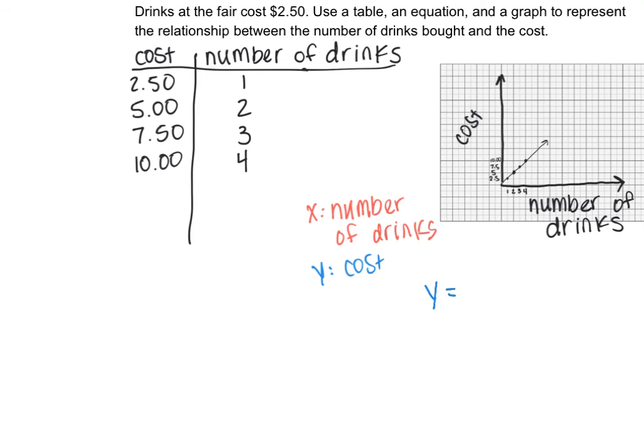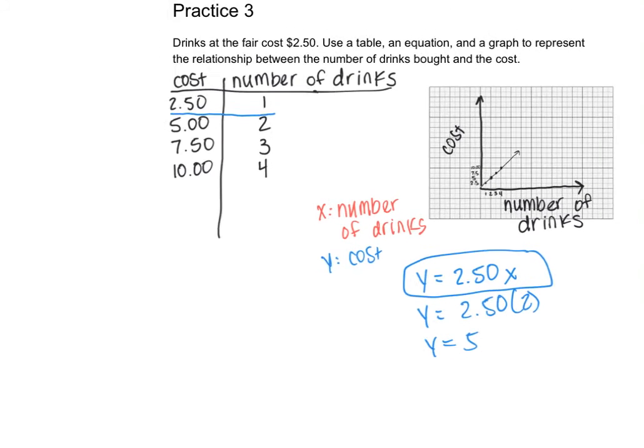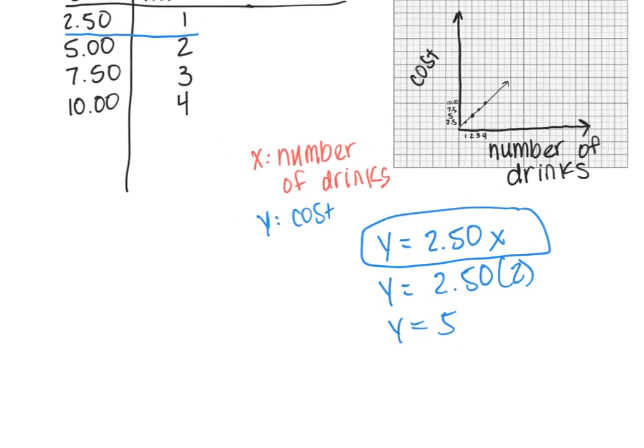So in the first scenario, we have one drink gives us a cost of $2.50. So it should be $2.50 per drink. Okay? So when x is 2, 2.50 times 2, we should get 5. y equals 5. Absolutely. So we know that our equation is good. So this is our equation. Okay? Because each time x is increasing, you're increasing by 2.50. So it has to be 2.50 times x.